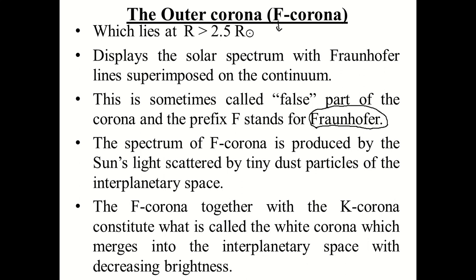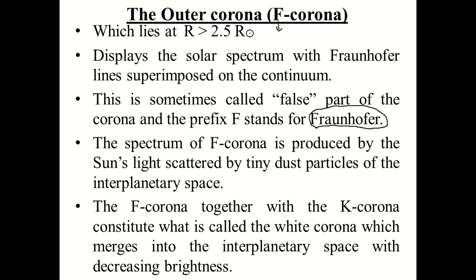The spectrum of F corona is produced by the sun's light scattered by tiny dust particles of the interplanetary space. The F corona together with K corona constitute what is called the white corona, which merges into the interplanetary space with a decreasing brightness. So this is the actual coronal structure of the sun's external atmosphere or outer atmosphere.